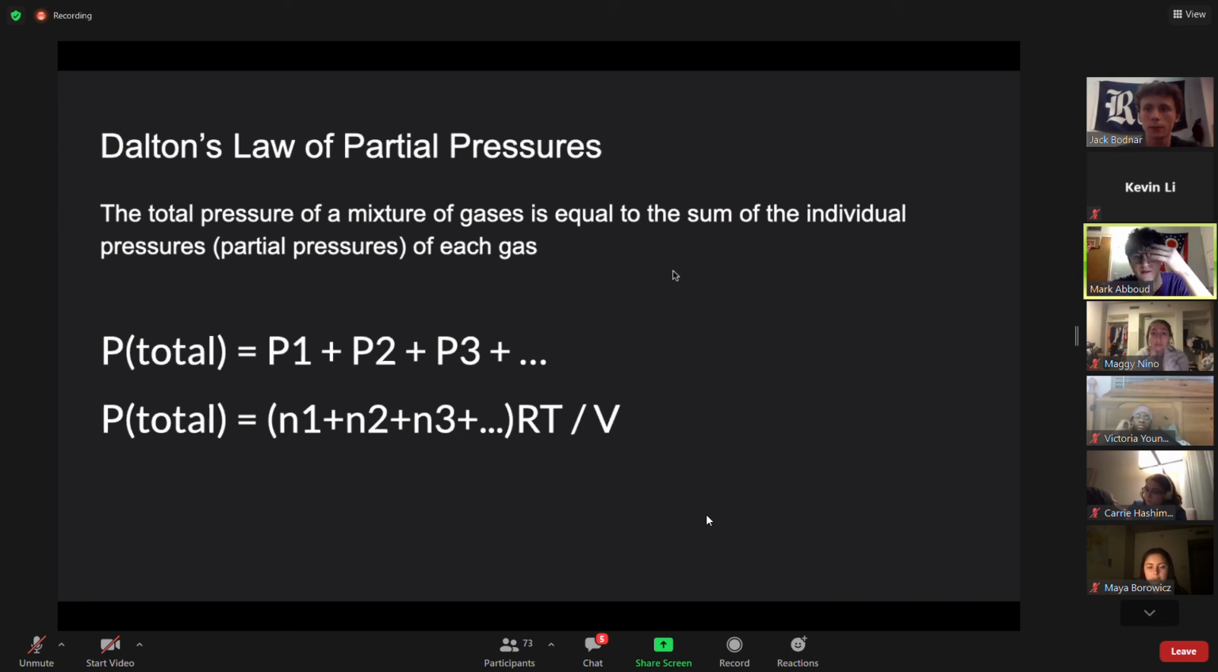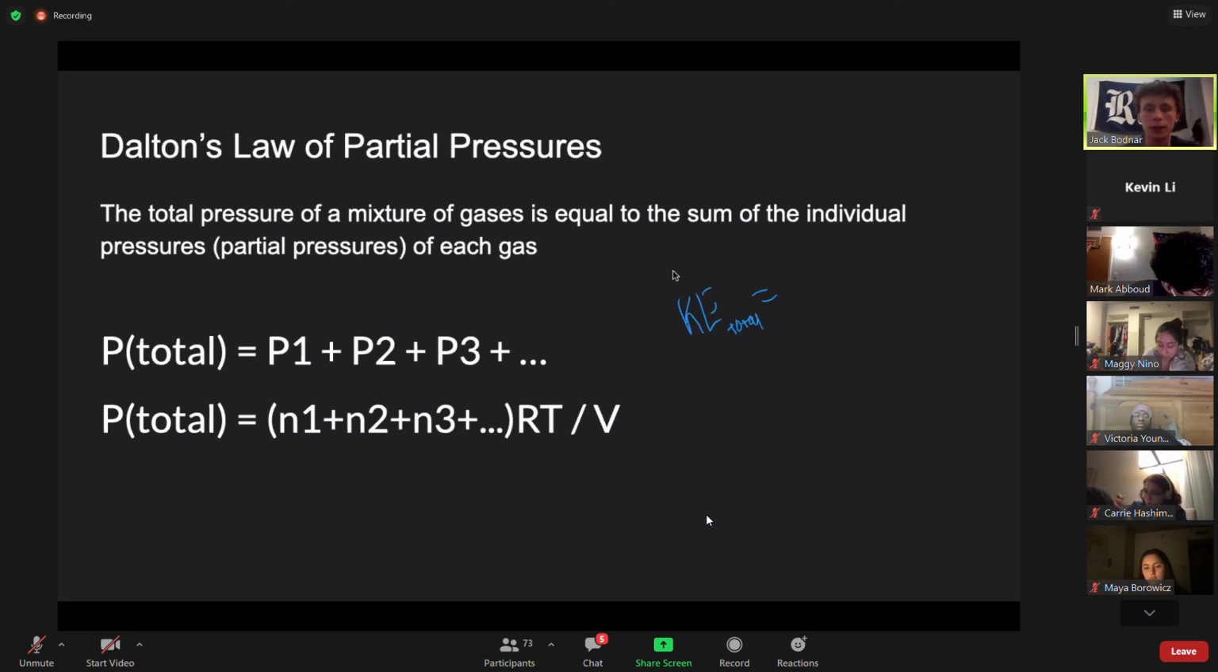Next I see: if KE average equals 3/2 nRT, what does KE total equal? I think that was a typo in the equation. KE average should be 3/2 RT, and KE total I think is 3/2 nRT.